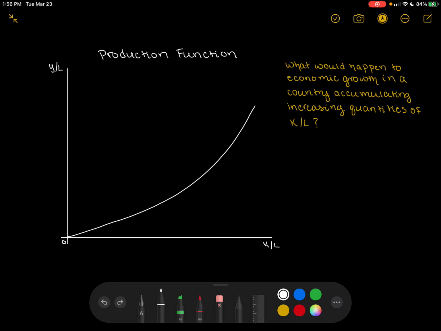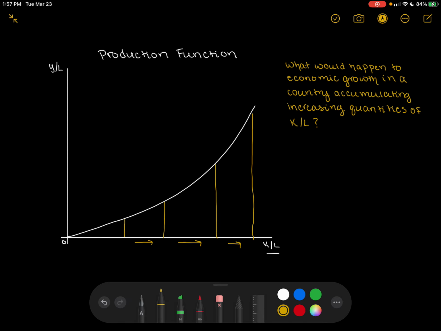And we would like to know what would happen to economic growth in a country with this production function which is accumulating increasing quantities of capital per labor hour. So let's assume that this capital per labor is continually increasing, right? So let's suppose it starts at a point here and we then increase to something over here and this continues, right? So that it looks something like this.